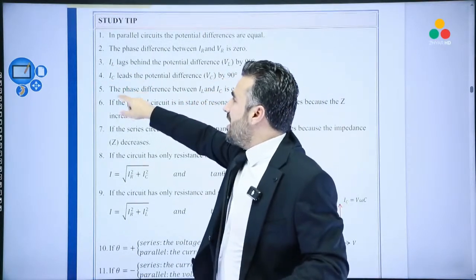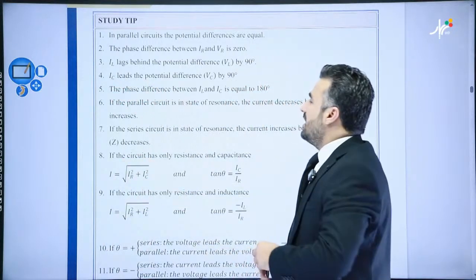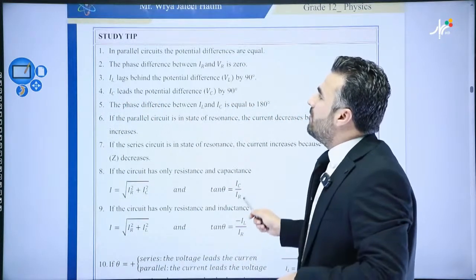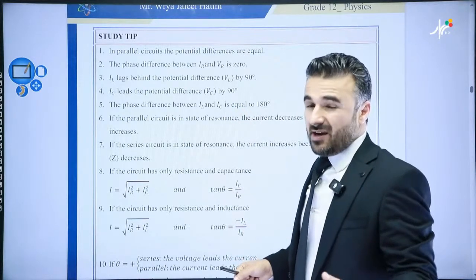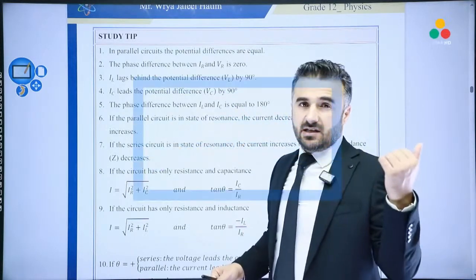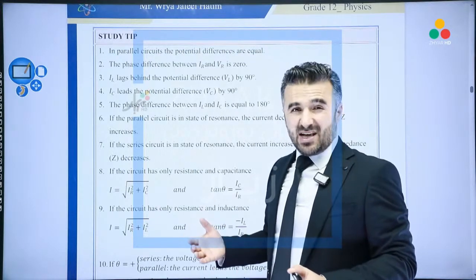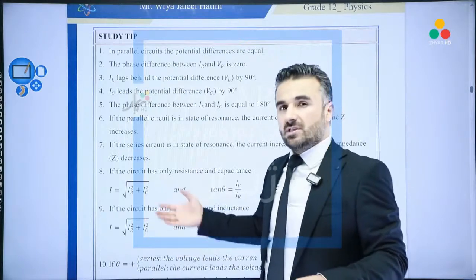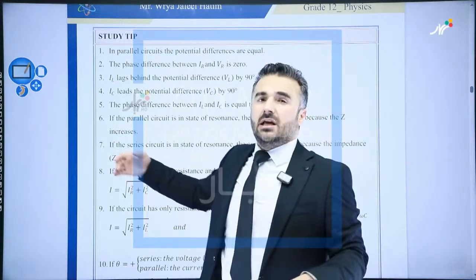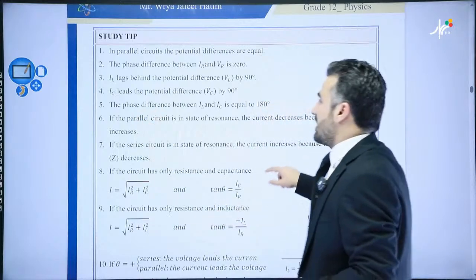Or you can say that another way to say it is that IC leads the potential difference by 90 degrees. And of course, we said for the capacitance circuit, that is still a series circuit, we've mentioned that if we have a pure capacitance in the circuit, the voltage will be lagging behind the current. Instead of saying the voltage lags behind, can we say IC leads the voltage by 90? Yes, and that is the same thing here.